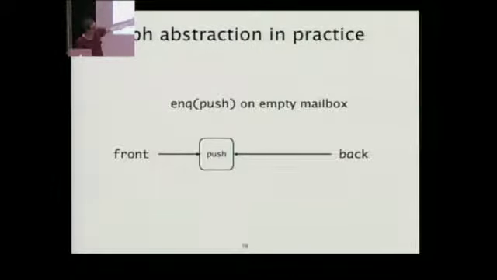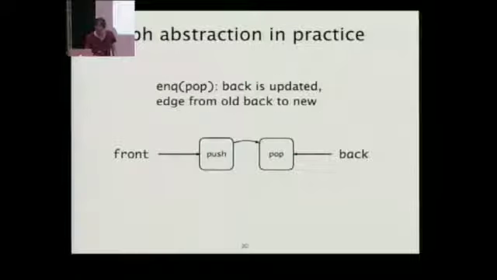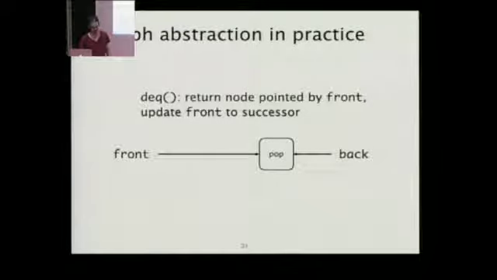We have a front pointer. We have a back pointer. If we enqueue a pop element, we enqueue in the back. So we add an edge between push and pop, and we update the back edge. If we now dequeue an element, we dequeue from the front. It's pretty simple up to now.